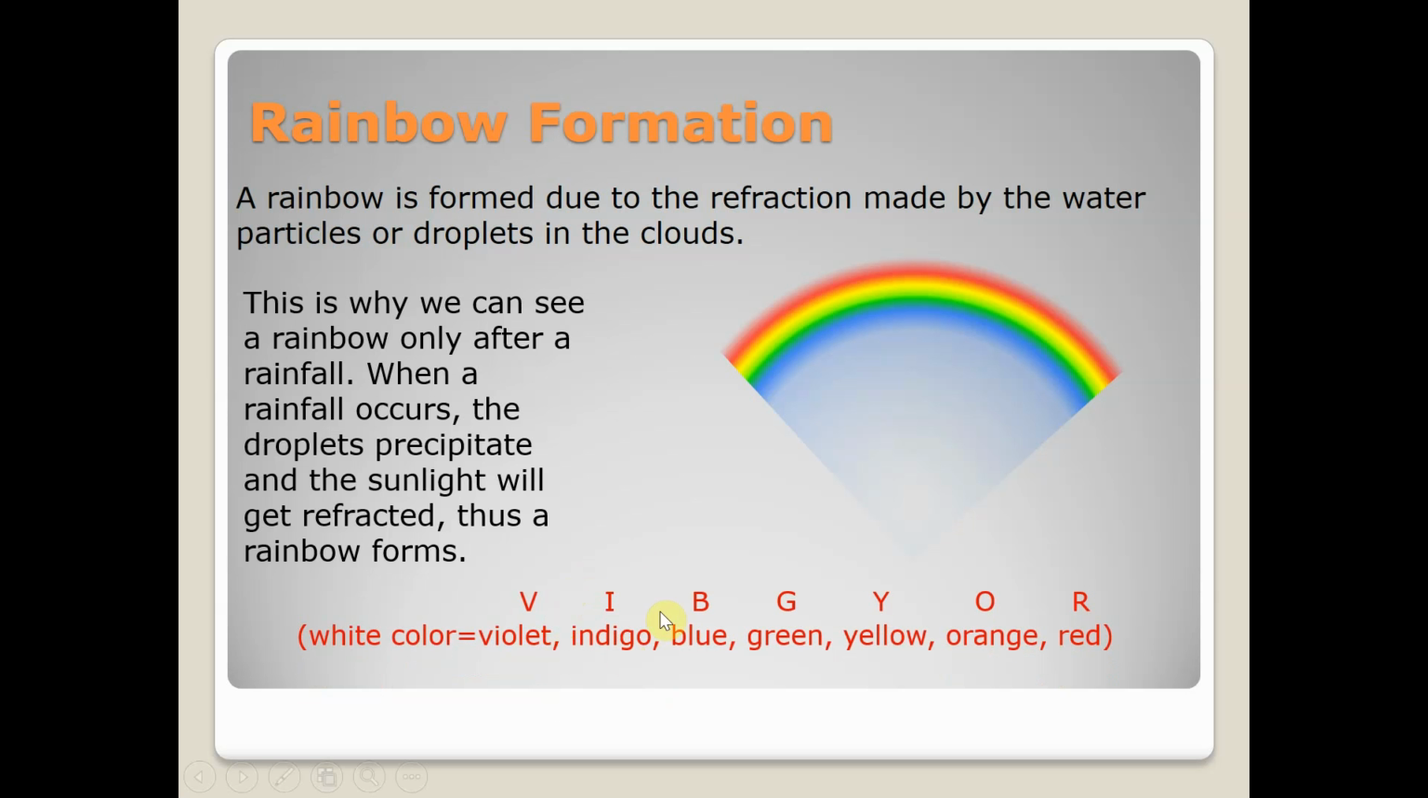A rainbow has a name called VIBGYOR. V means violet, I means indigo, B means blue, G means green, Y means yellow, O means orange, and R means red. And there's another interesting thing. When we add violet, indigo, blue, green, yellow, orange, and red, we get white color.